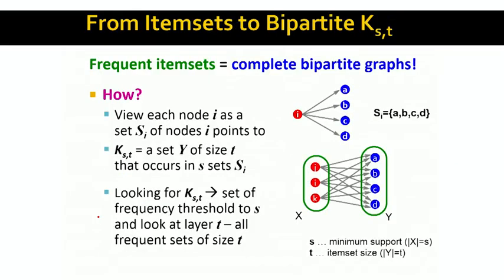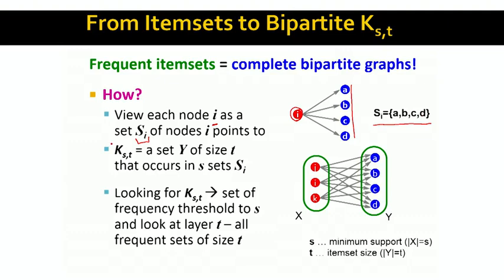The way we think about bipartite graph extraction is the following. Given a graph, for every node we will create a market basket. For every node I, I define the basket S sub I simply as the set of nodes that node I points to. So if I have a node I here, then the basket I create, let's call it S sub I, contains the IDs of all the nodes that node I points to. Here they are. So I creates a market basket of items A, B, C, and D.